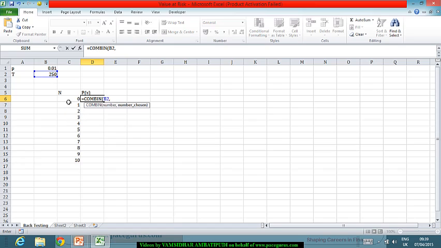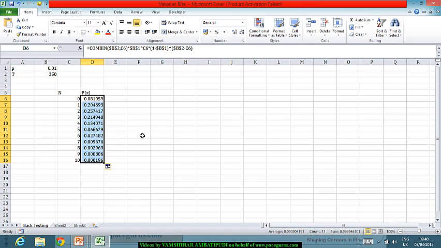So nCx times p to the power x, multiplied by 1 minus p to the power T minus x. Okay, this comes out as 0.08 and probably it goes something like this.